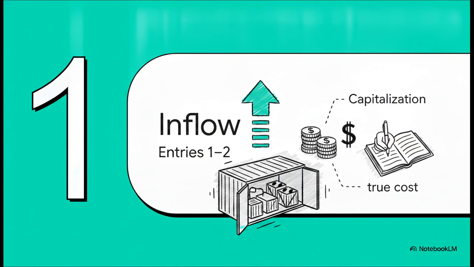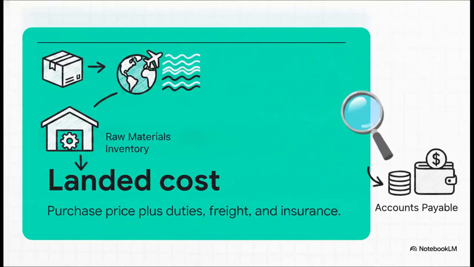This covers entries 1 and 2. This is where the hero's journey of our inventory really begins, figuring out how goods first get onto the books at their true cost. Entry 1 is all about recording the purchase at landed cost. And landed cost is essentially the foundation for accurate capitalization. It's not just the invoice price of those raw materials, it actually includes all capitalizable components required to get that inventory ready for use. We're talking the purchase price, plus duties, freight, and insurance. When those raw materials arrive, you debit raw materials inventory for that full amount and credit accounts payable.